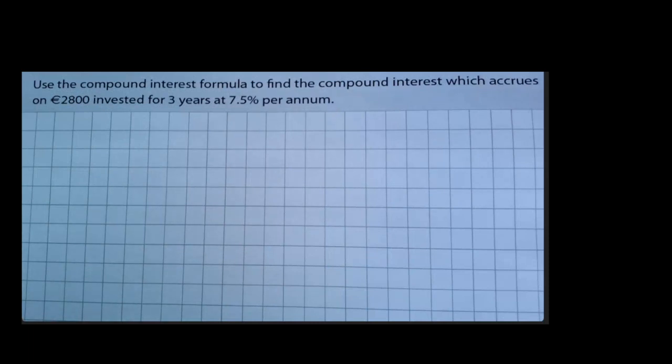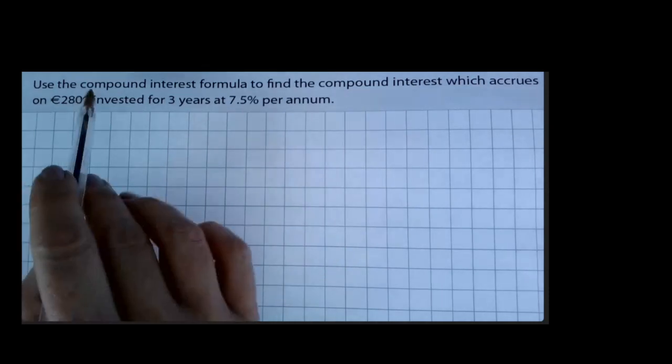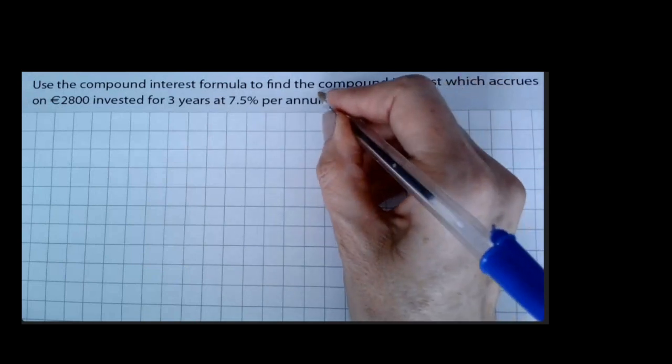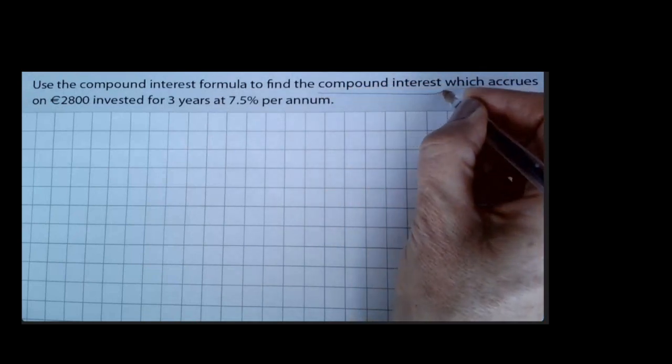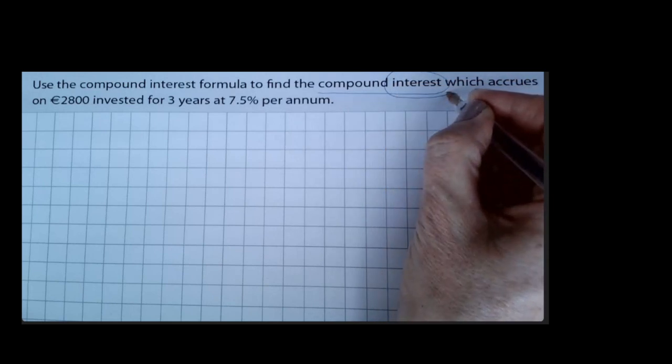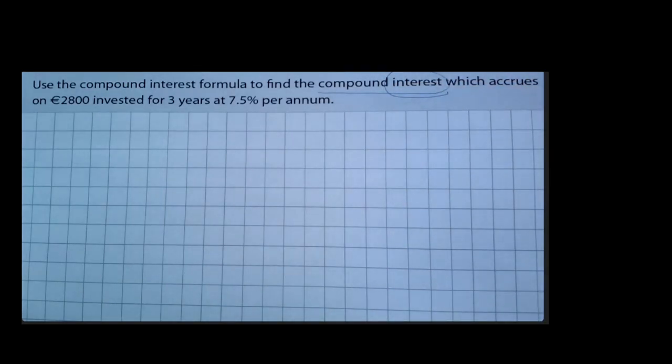Read it a couple of times just to be sure that you know exactly what you're looking for. Okay, now we need to use the compound interest formula, but we're not asked for the final amount. We're asked for the interest, okay? So we're going to have to use the final amount to figure out what was just the interest that was added on. So I'll show you that.